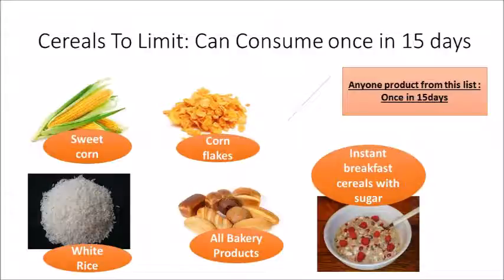Which are those cereals which you need to restrict or limit? Corn is the one thing which diabetics should limit. Here is a contradiction, or many people get confused: I'm taking cornflakes for my breakfast, is it good or bad? The answer is that you should not take cornflakes every day. Maybe you can take it once in 15 days, but not more than that. White rice, sweet corn, all bakery products made using refined flour, or instant breakfast cereals which also contain added sugar should be restricted. This restriction means anything from this list you can include once in 15 days, not more than that.